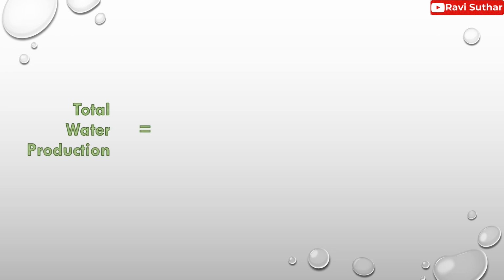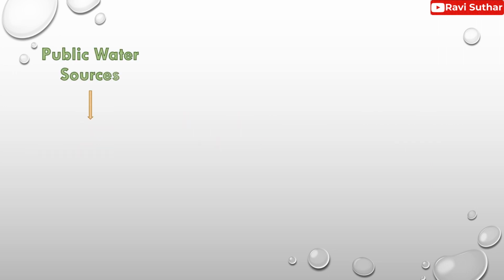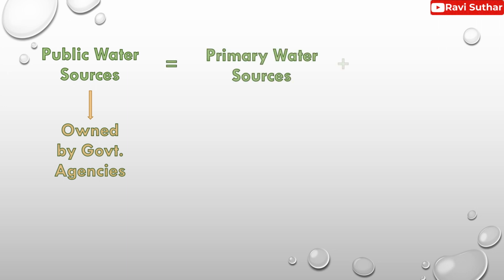Total water production is equal to public water sources plus private water sources. Every town has these two kinds of sources. Public water sources are owned by government agencies. It means these are developed, operated and maintained by government departments and agencies. Public water sources are of two types, primary water sources and secondary water sources.